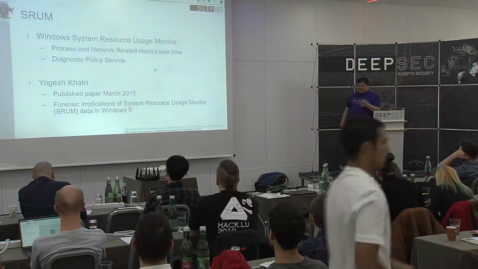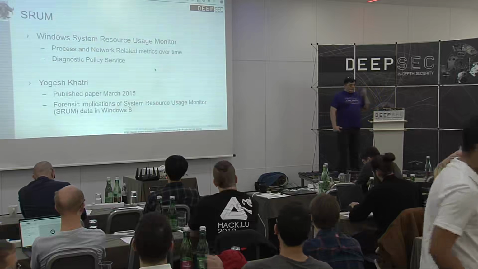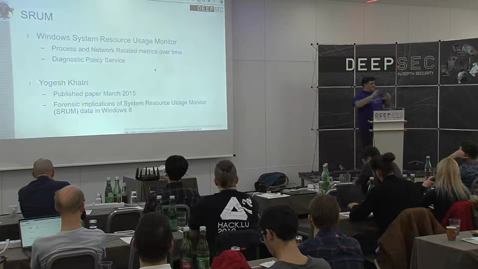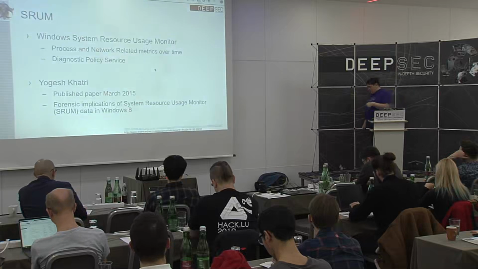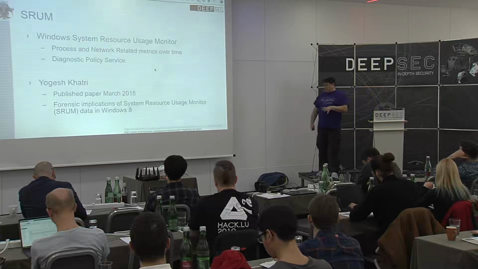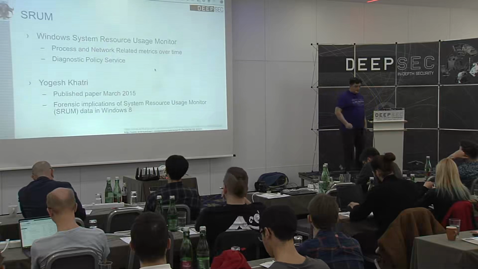It's part of the Diagnostic Policy Service. So it's part of the system that basically captures information when you blue screen or when you get an error, and you get that window from Microsoft that says, do you want to send this information to Microsoft for further processing, to do whatever they do with it. So he wrote this paper, the forensics implications of SRUM data in Windows 8.